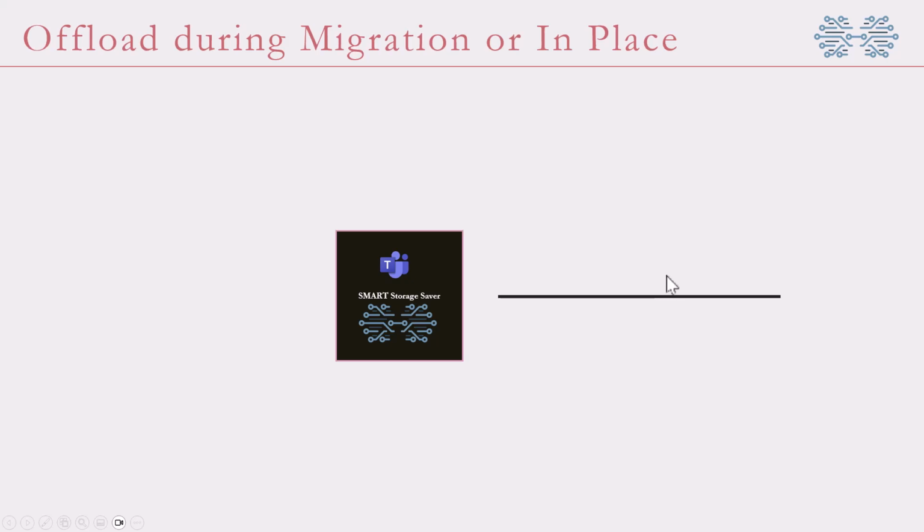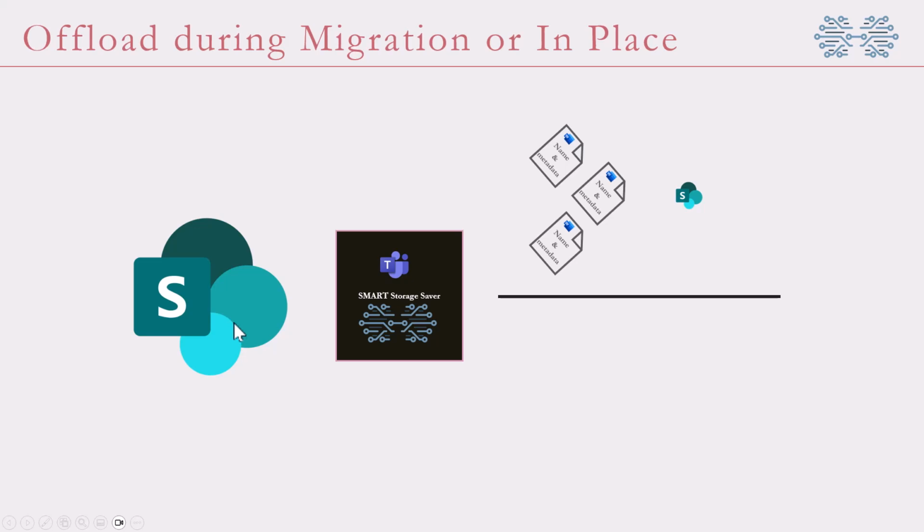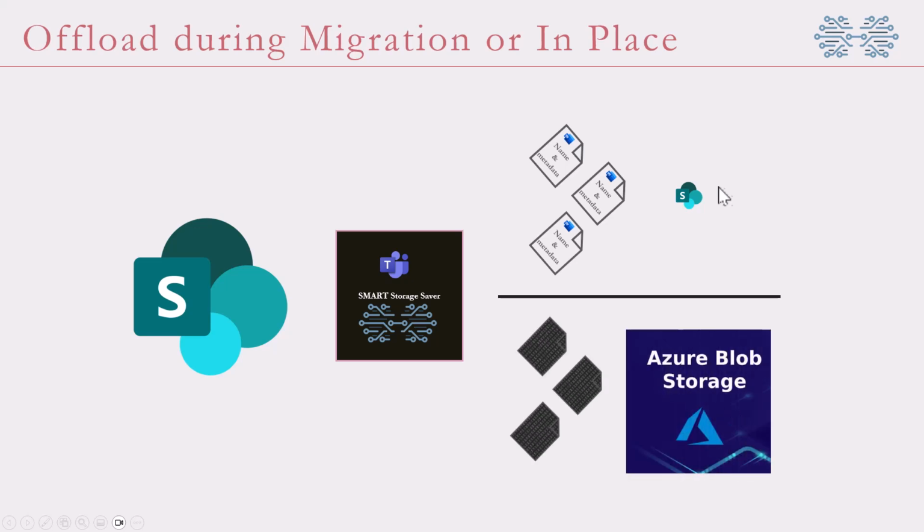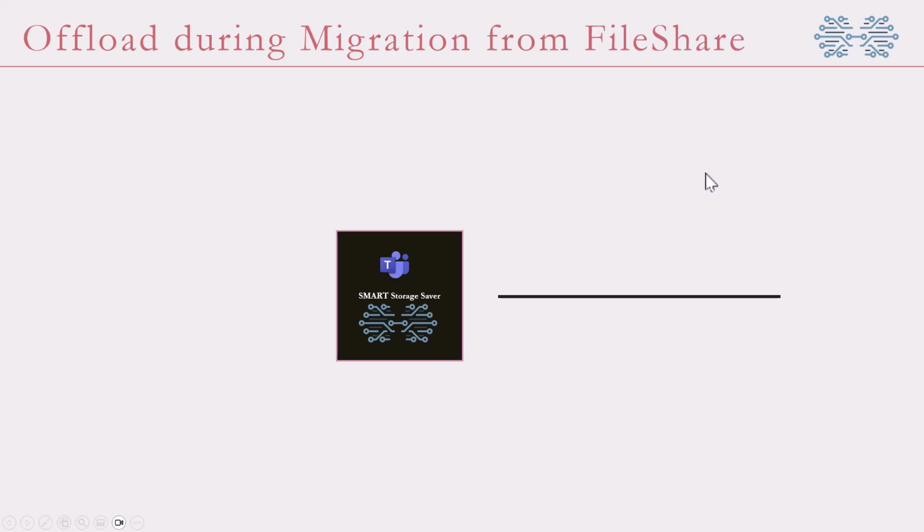You can offload files during migration, or you can offload files in place. So with your big SharePoint tenant over here, you can split that out so that the file names and metadata for the files go into SharePoint, and the binary content of the files goes into Azure Blob Storage, and your storage footprint inside SharePoint will be very small.